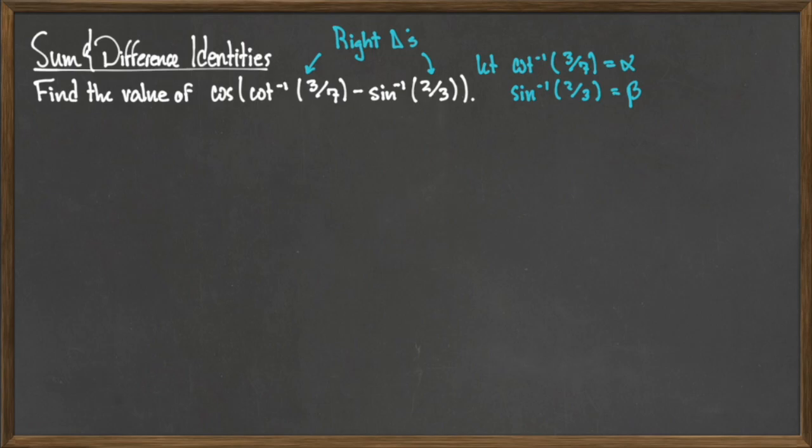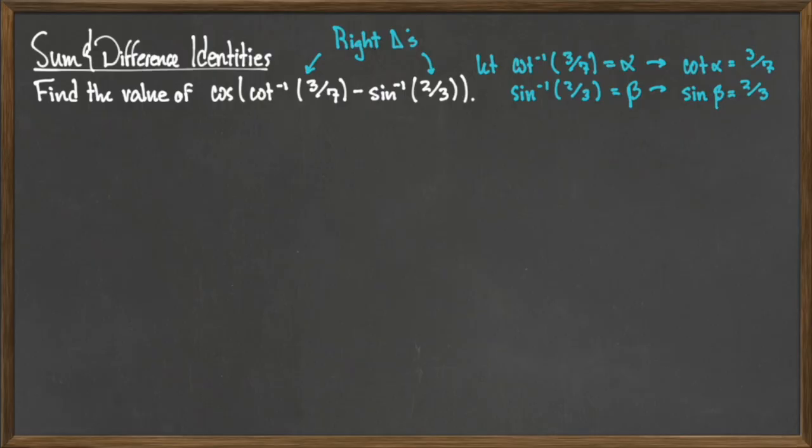First thing I'll do is take the first expression, cotangent inverse of 3 over 7, and set it equal to the angle alpha. And then I'll take the sine inverse of 2 over 3 and set it equal to the angle beta. Now alpha and beta are just variable names I'm picking for the angle outputs that I would get from these trigonometric values. But now I'm going to flip this around and establish that the cotangent of alpha is equal to 3 over 7 and the sine of beta is equal to 2 over 3.